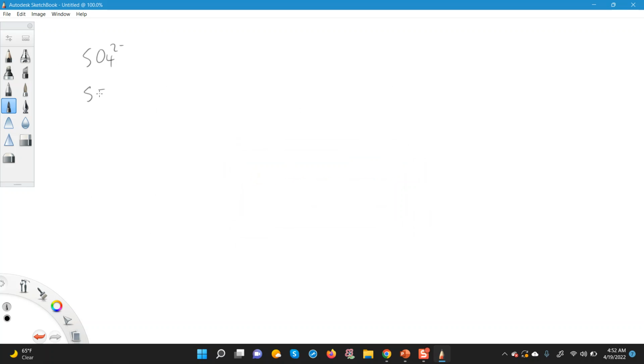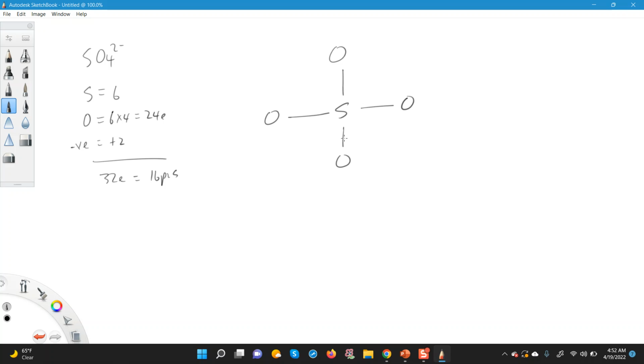So we do like we did before. Sulfur will contribute 6, oxygen will contribute 6 each, multiplied by 4, that's 24 electrons. And then we have the negative charge. There are 2 of them, so we have to add 2 electrons. So this gives you 32 electrons, which is equal to 16 pairs. We put the sulfur in the middle, surrounded with the oxygens, and then we put the bonding pairs, 1, 2, 3, 4, then non-bonding pairs around the terminal atoms, 5, 6, 7, 8, 9, 10, 11, 12, 13, 14, 15, 16.